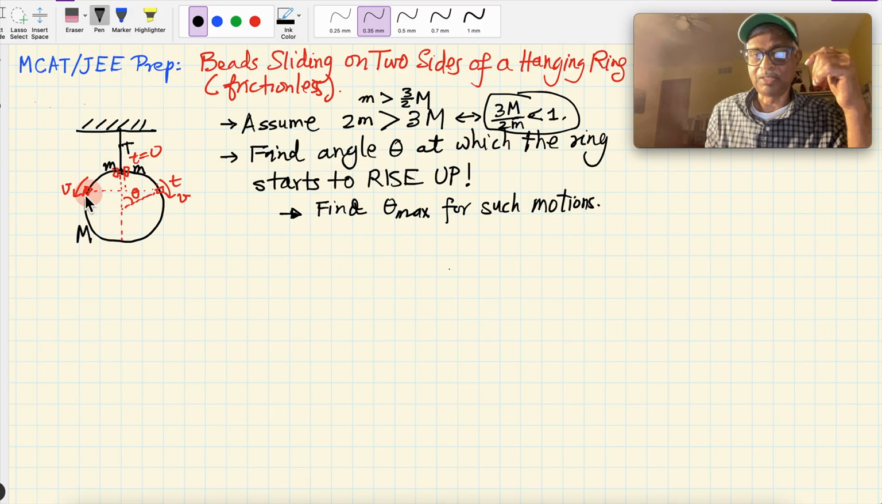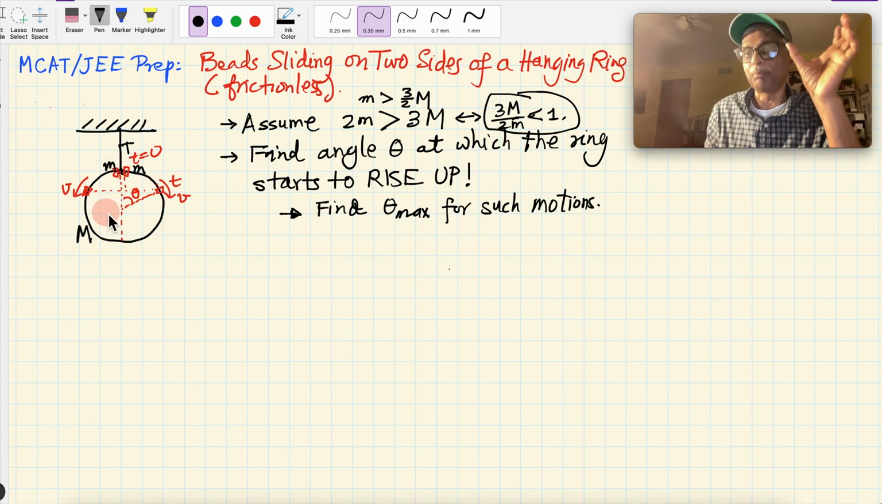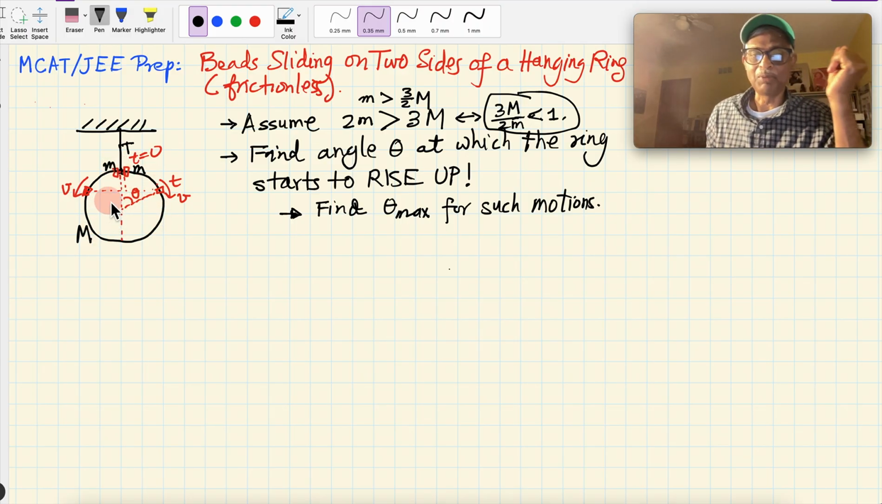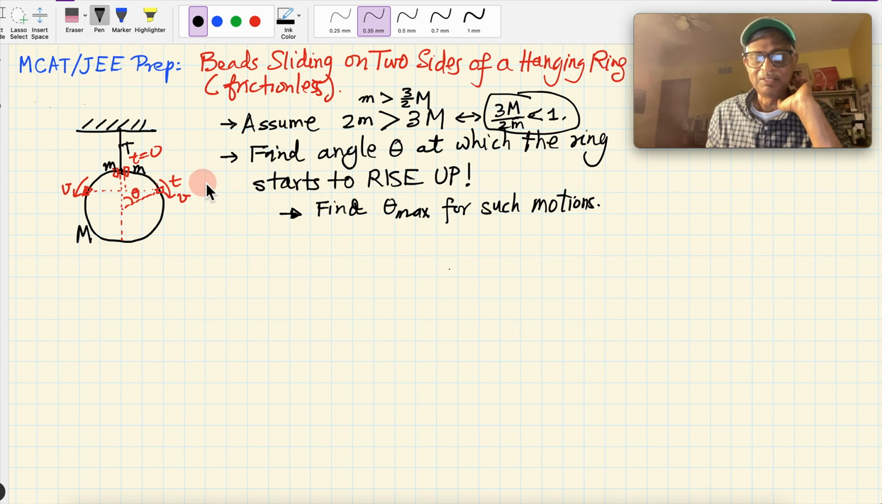So this pulls this ring up, and it's kind of hard to imagine until you set up the equation. So let's say that we're looking at some angle theta where this can happen. It rises up. This theta, we're supposed to also find for any m and capital M, but we're supposed to figure out what's the maximum such theta.